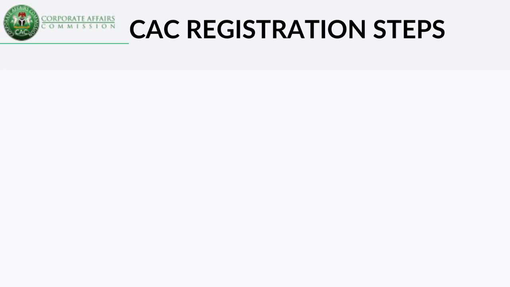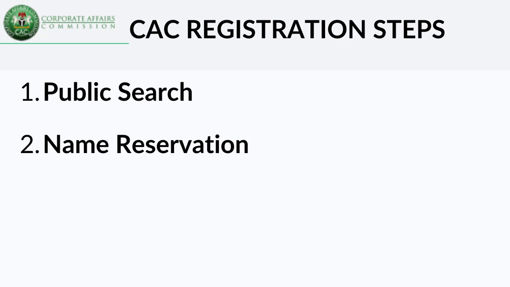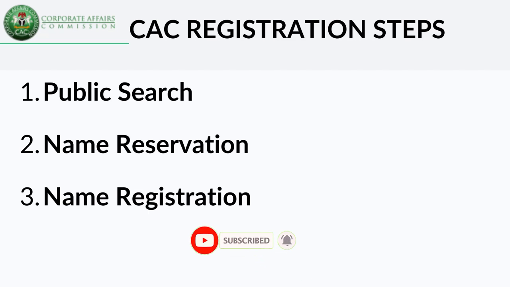Now, there are just 3 steps that we will use to register our business name with the CAC successfully. Step 1 is to make a public search. This enables us to make sure that we register a business name that is unique and that no one else has already used before now. Then once we find a unique name, we will go ahead to reserve this name. And of course, step 3 is to go ahead and register the business name, get it approved, and download your CAC certificate. It's that easy.